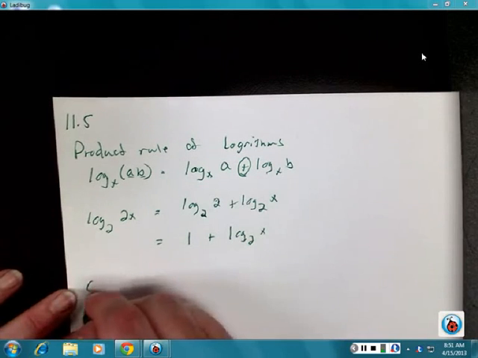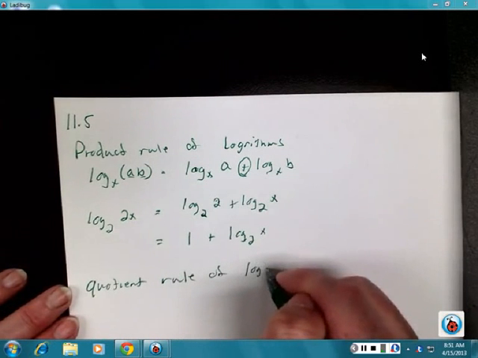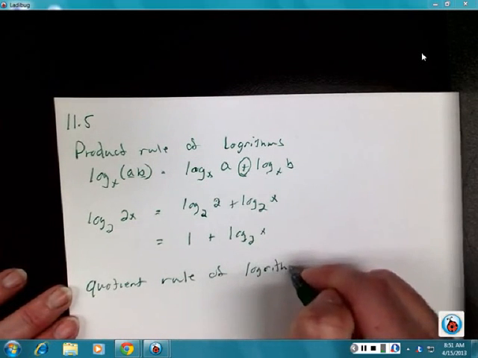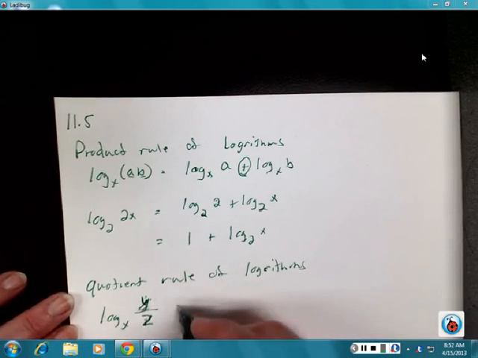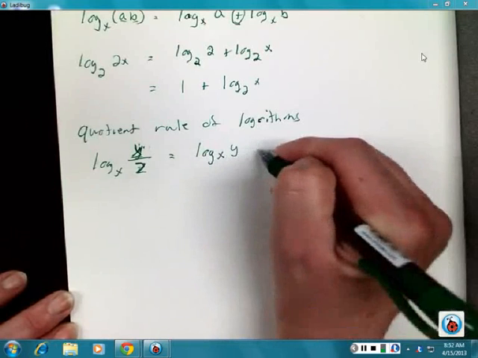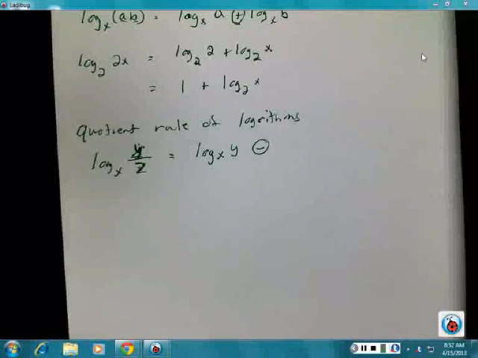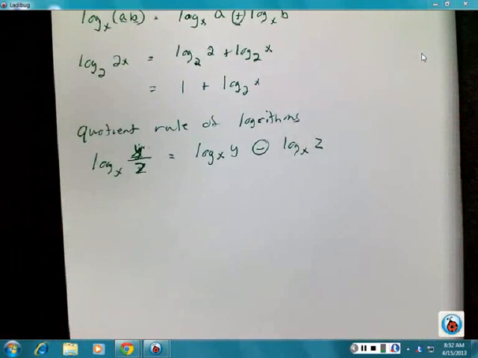Then there's the quotient rule. And the quotient rule of logarithms says if I have log base x of y over z, for instance, a quotient, meaning that I have a division taking place in this location, it ends up becoming log base x of y, but it's a subtraction instead of an addition, because this bottom part is going to be a subtracted piece in there. So you've got a subtraction taking place.